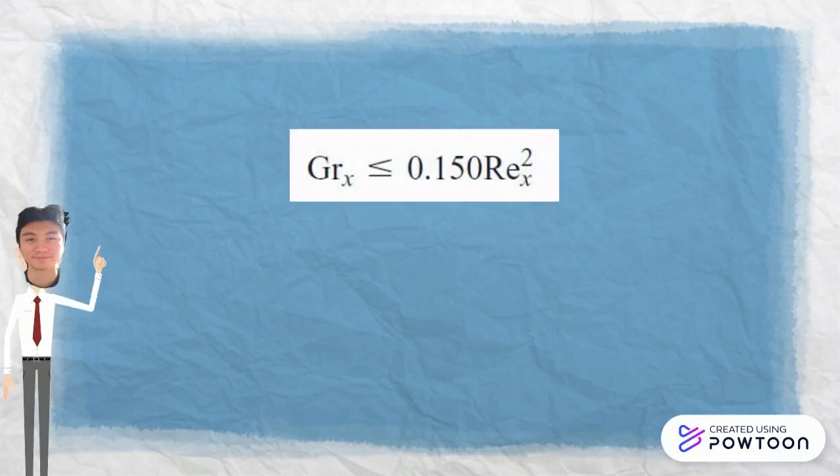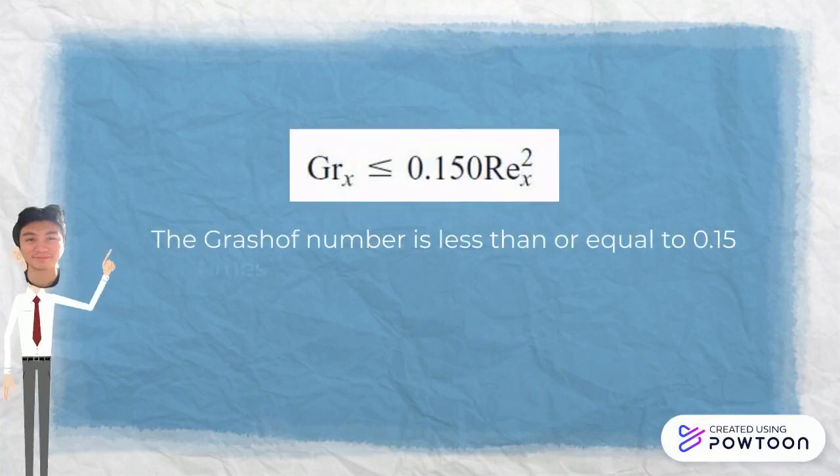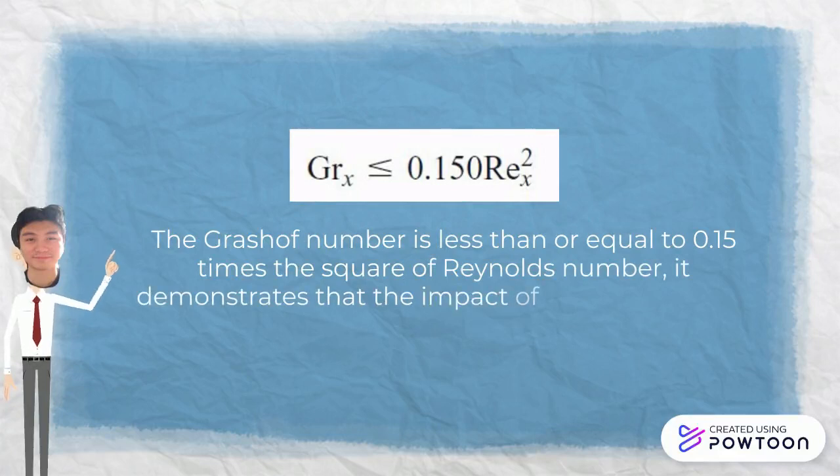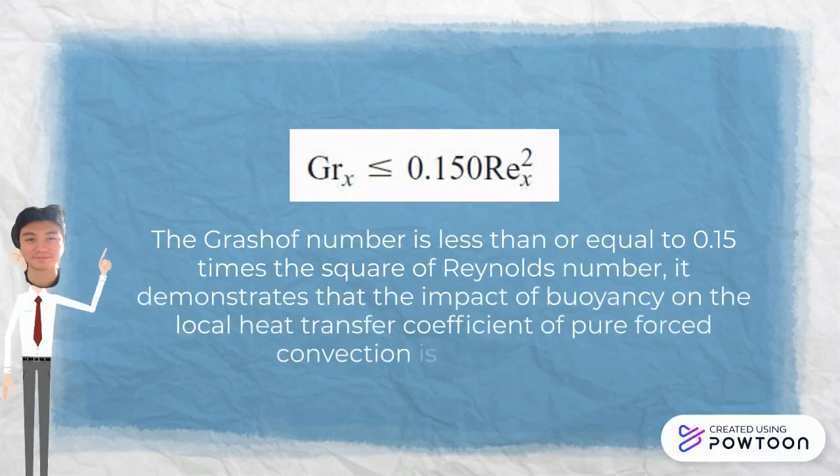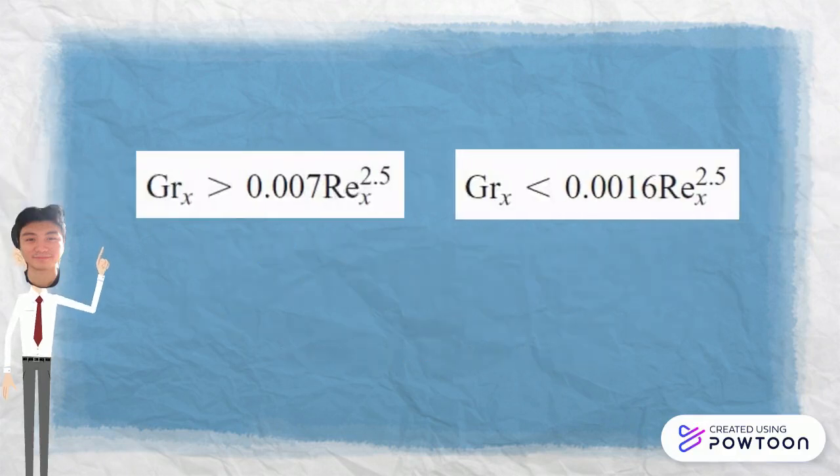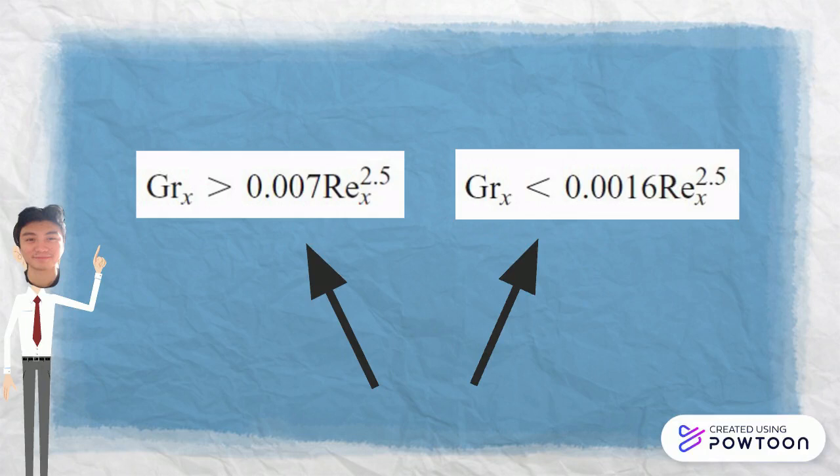Another equation is when the Grashof number is less than or equal to 0.15 times the square of the Reynolds number. It demonstrates that the impact of buoyancy on the local heat transfer coefficient of pure forced convection is less than 10%. When the buoyancy-induced flow and the forced flow go in the same direction, the left equation is pertinent if the pure natural convection behavior is less than 10%, and the right equation applies if the forced convection behavior is less than 10%.